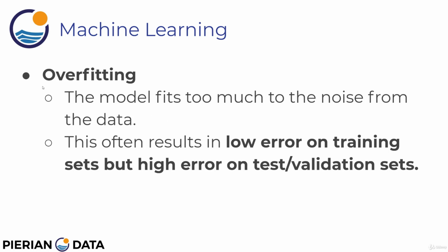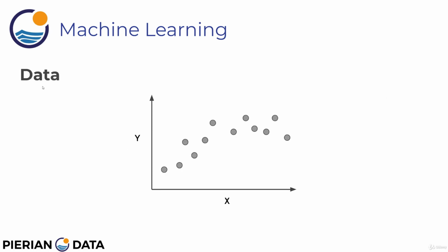So overfitting is when the model fits too much to the noise from the data, and this often results in low error on training sets, but high error on your test and validation sets. So let's actually take a look at what overfitting would look like for the example case of a really simple data set where you just have one feature X and you're trying to predict Y. So here we have a bunch of training points. And so there's some single feature X, and at the end of the day, we want to build out a model that can predict Y.